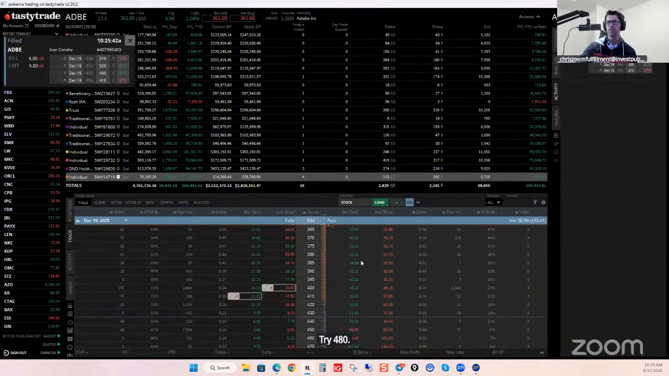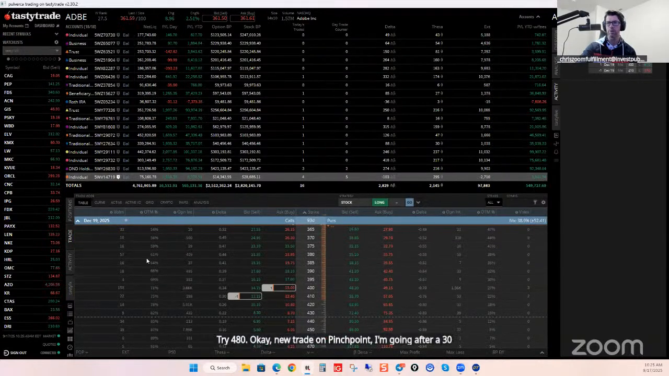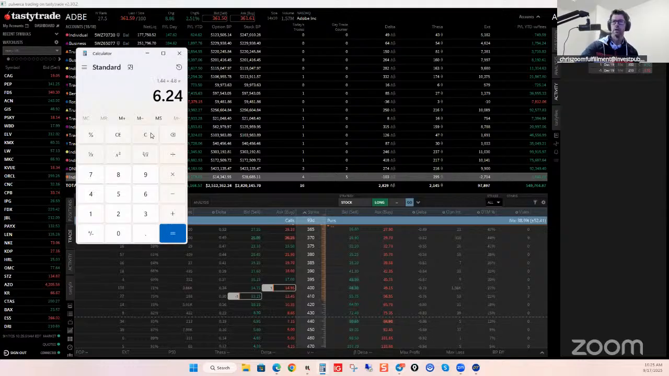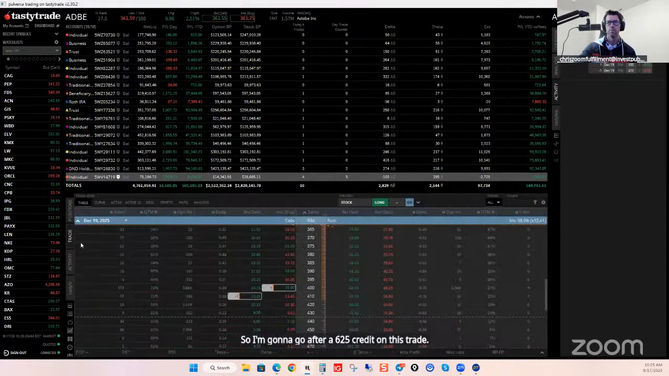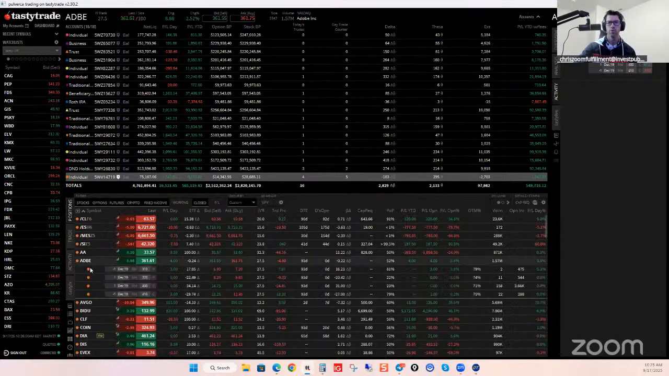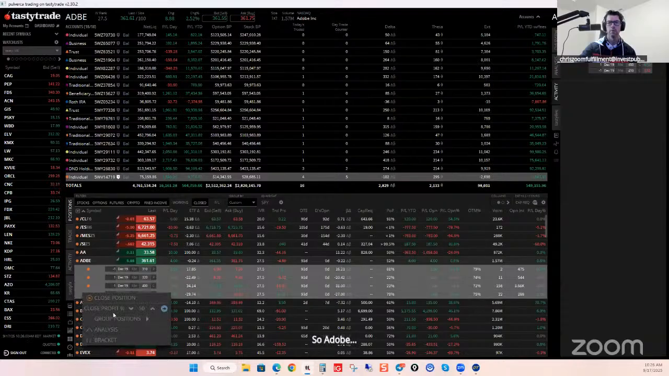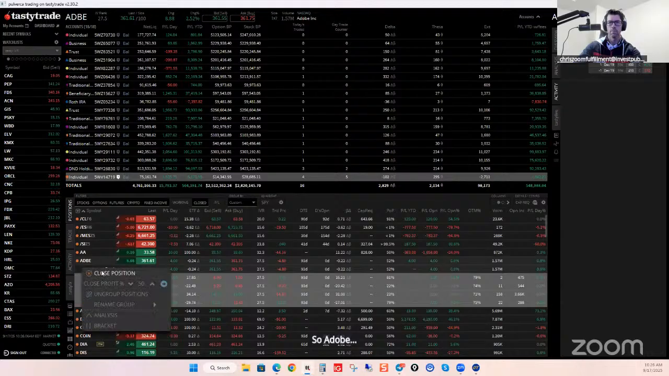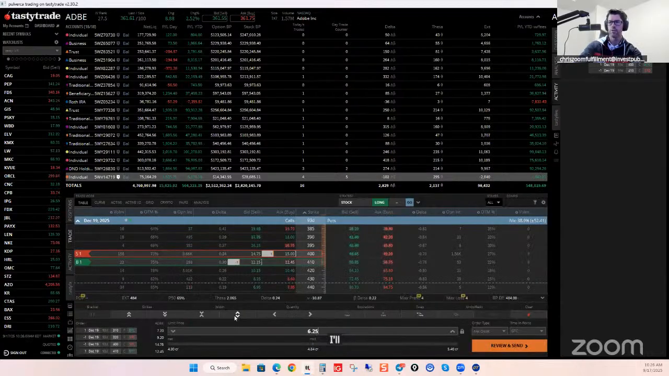Okay, new trade on pinch point. I'm going after a 30% take profit. So that's a 480 debit. So I'm going to go after a 625 credit on this trade. So Adobe. I'll set this one for a 625 credit to close.